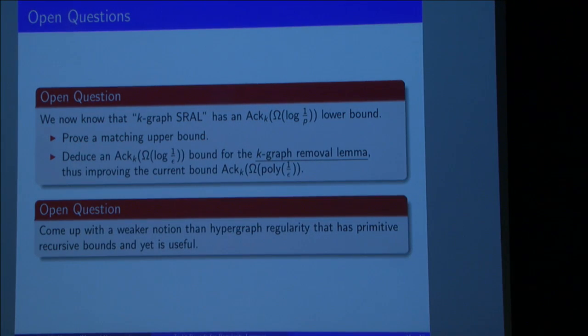And one final question. Given that we've shown that even delta regularity, which is a very weak notion that doesn't even have a counting lemma, has Ackermann lower bounds, it makes sense to come up with a weaker notion than hypergraph regularity with primitive recursive bounds, and which is still actually useful, which you can still use to count small sub-hypergraphs. The delta regularity that we defined is not useful, and it has bad bounds. So can you get some other notions of regularity for hypergraphs which avoid all of these Ackermann bounds? I would assume that maybe yes.